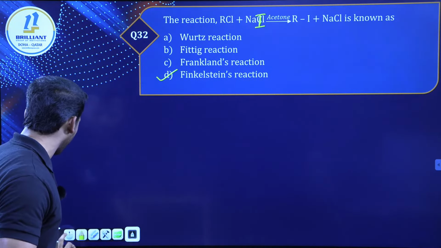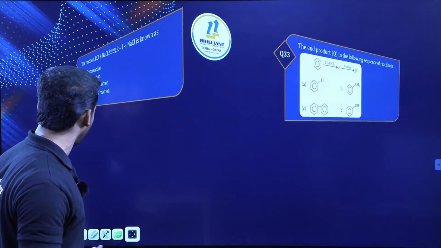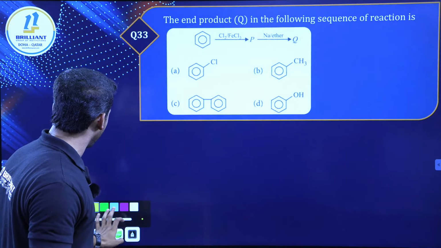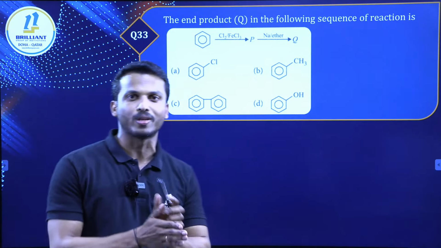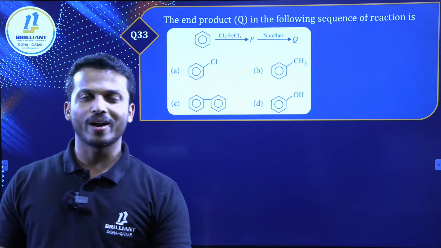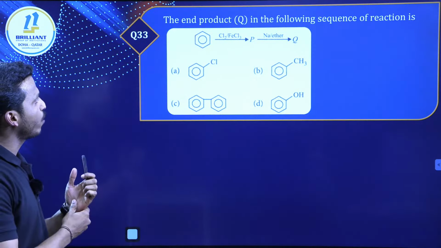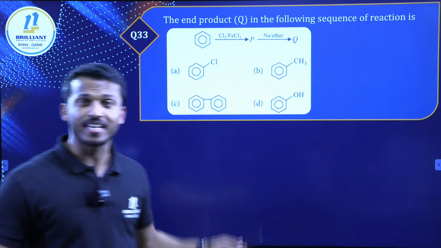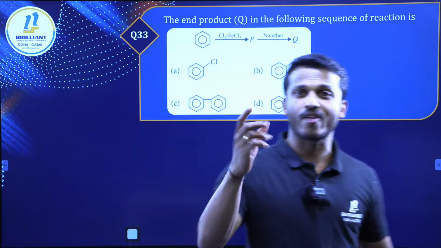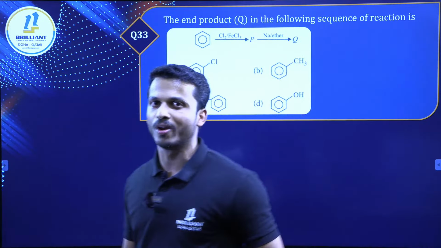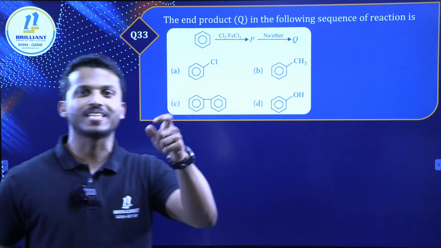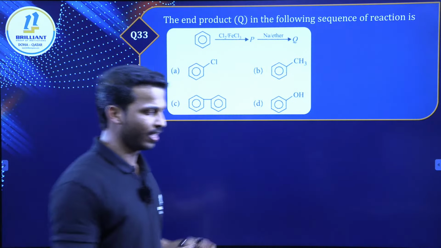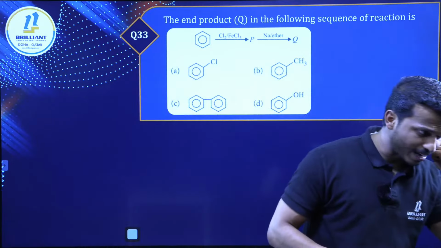Let me go for the last question. All of you listen carefully. The last question I'm completely giving to you. Give the correct answer, dear all. What is the end product in the following sequence of reactions? First benzene is treated with chlorine with FeCl3, you will get a compound. That compound is treated with sodium and ether. What is the final product? Give the correct answer, all of you.